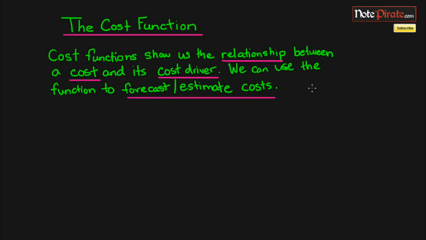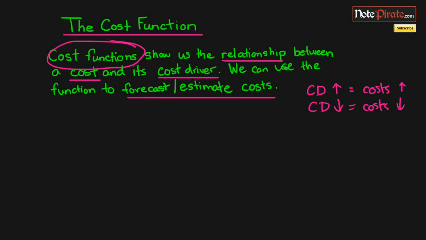On a very basic level, we understand that when cost driver activity goes up, it normally drives costs up. And if cost driver activity goes down, our total costs are driven down. So we understand that relationship. But what if we wanted to find out how much total cost changes based on a small increment in cost driver activity? Well, we're going to use the cost function to project and estimate that new total cost.